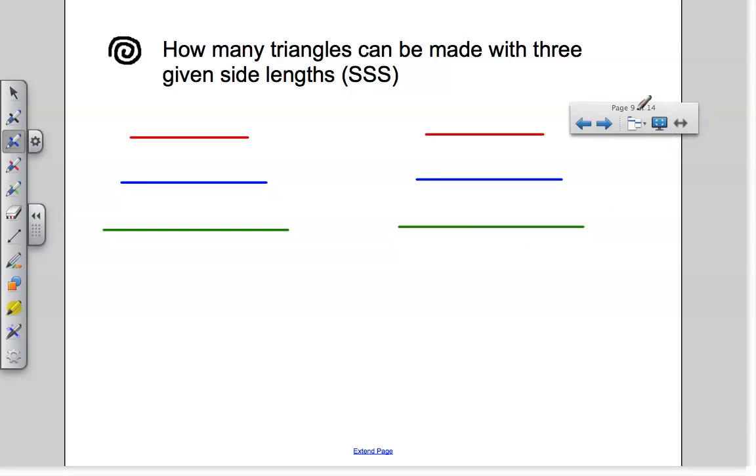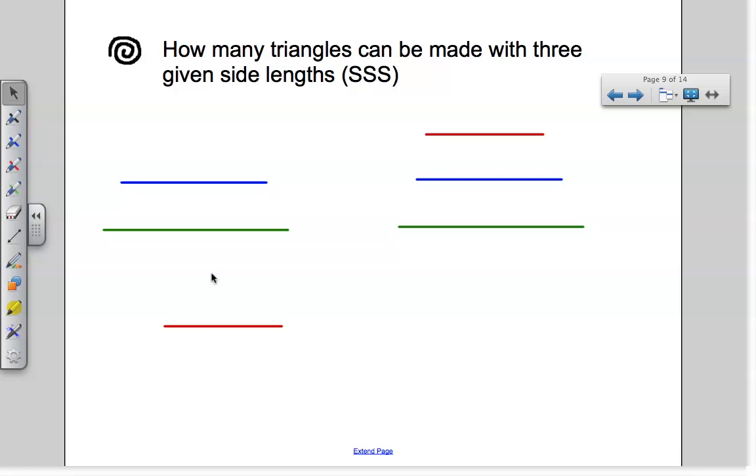Okay. So I'm testing side, side, side right now. If you know that three sides of a triangle are congruent to three sides of another, is that enough info to prove the triangles themselves are congruent? So I took a red, blue, and green side, or length, and I copy and pasted them here. And now I'm going to take these and create triangles with them.